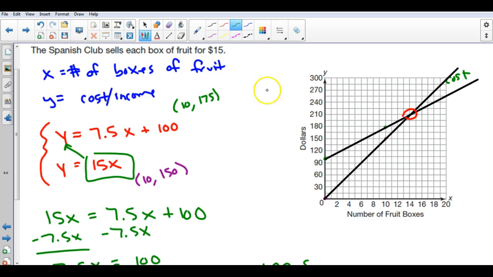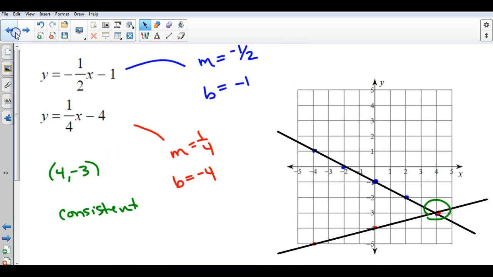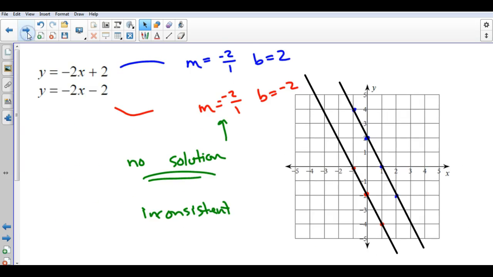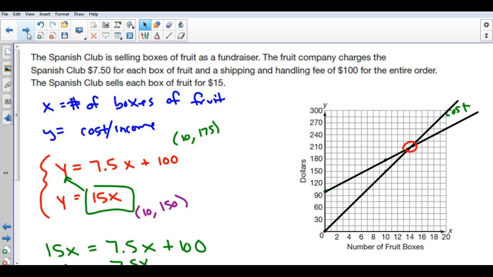In order to have their profits exceed the cost, they would need to sell more than that amount. So again, just to recap, we talked about inconsistent and consistent equations, or systems. We solved the systems using graphing, we solved them using substitution, and then we saw what no solution looked like, and we also did a story problem.